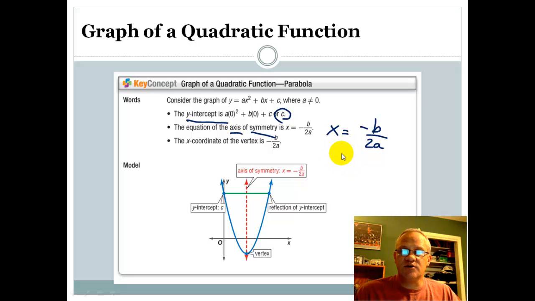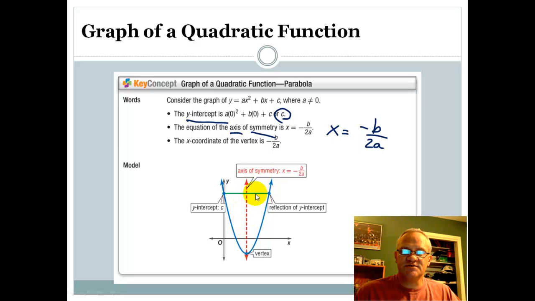And that's the equation of the axis of symmetry. And remember, we've talked about this many times before, that a line that goes straight up and down, its equation will always be x equals some number. That's true here too, because it's a line that goes straight up and down.